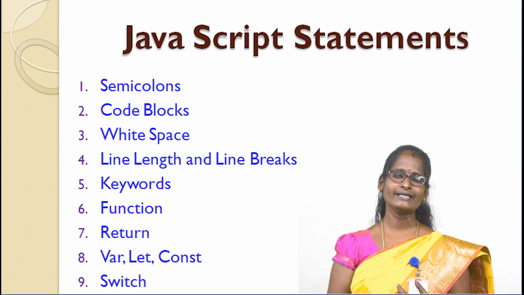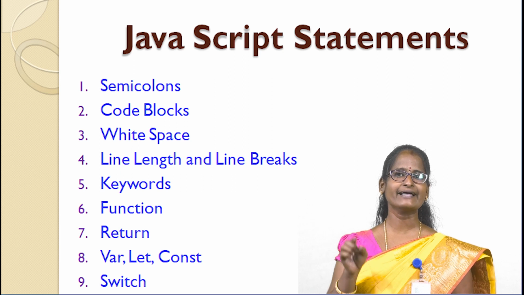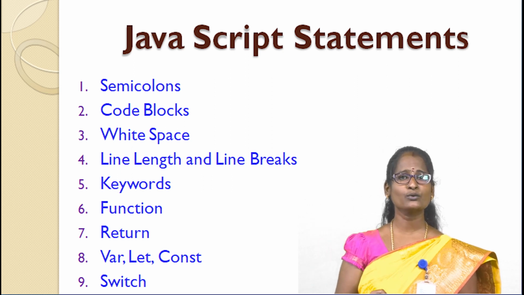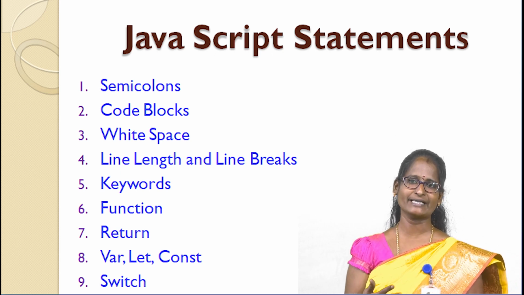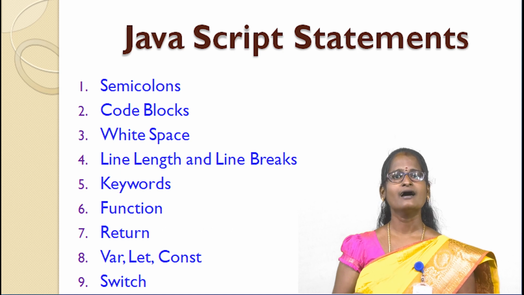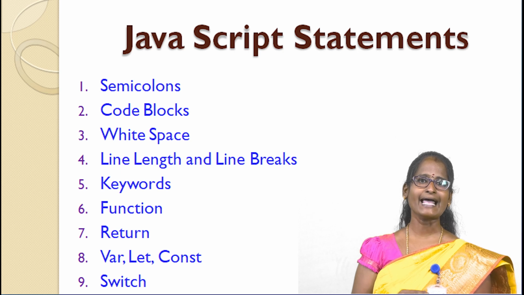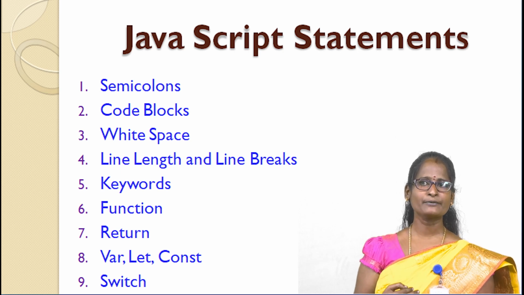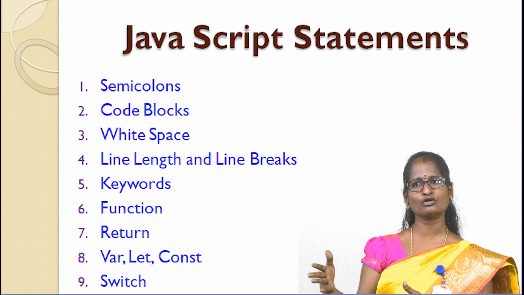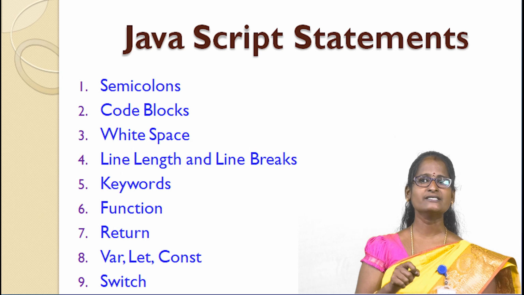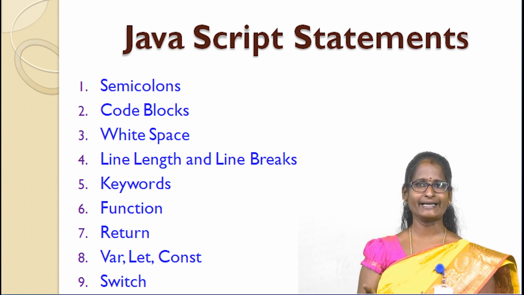The second one is code blocks. JavaScript statements can be grouped together inside curly brackets. Such groups are known as code blocks. The purpose of grouping is to define statements to be executed together. The third one is white space. JavaScript ignores multiple white spaces. The fourth one is line length and line break. Most programmers keep JavaScript code lines up to 80 characters long. The best place to break a code line in JavaScript, if it does not fit, is after an operator.